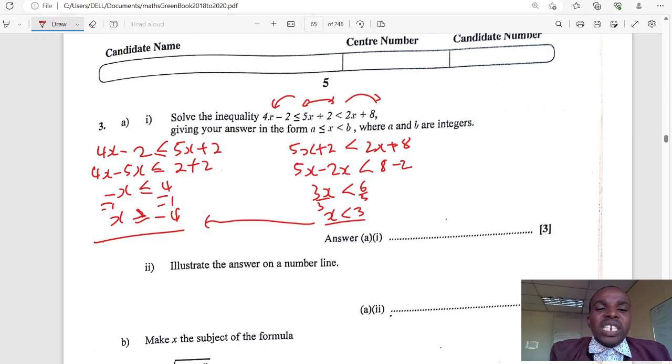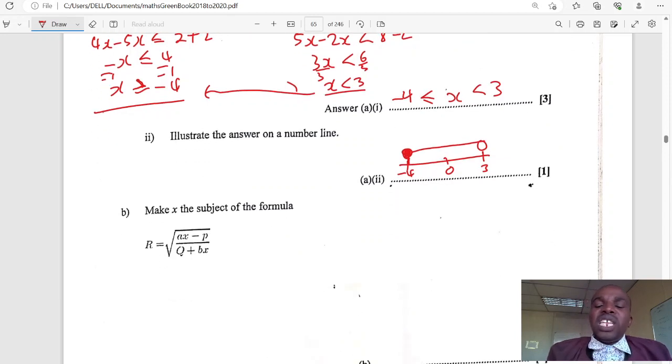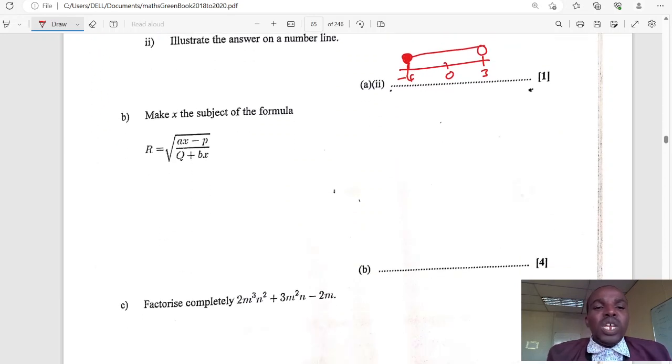You combine these two items. X is pointing at minus 4, but x is being pointed at by 3. Illustrate on a number line. On the number line, you have 0 here, minus 4 here, and 3 here. Then you put a circle, because it's between minus 4 and 3. If it is equal to, you shade boldly. So it's bold at this part. But on 3, you don't shade, because it's not 'or equal to'.